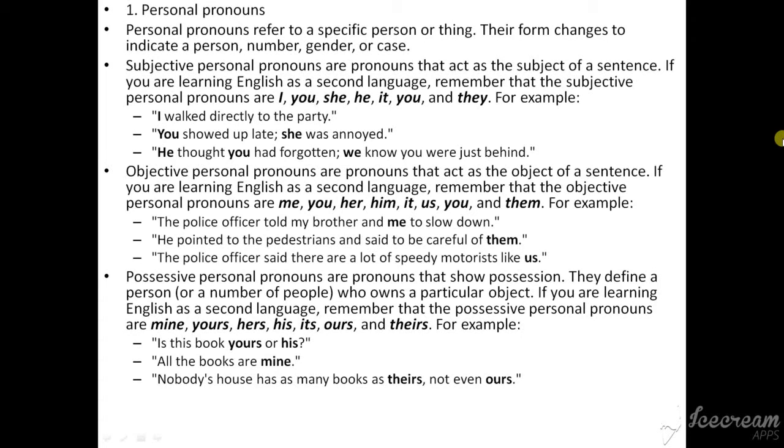All the books are mine. Nobody's house has as many books as theirs, not even ours.